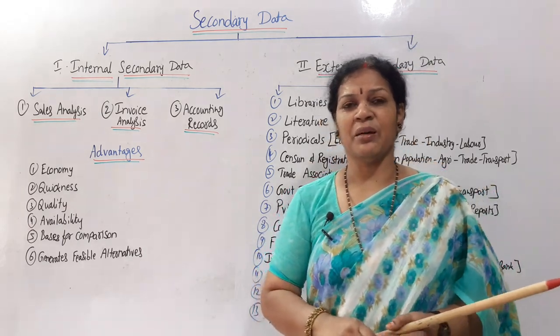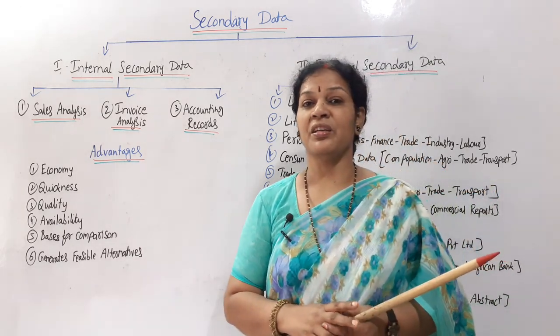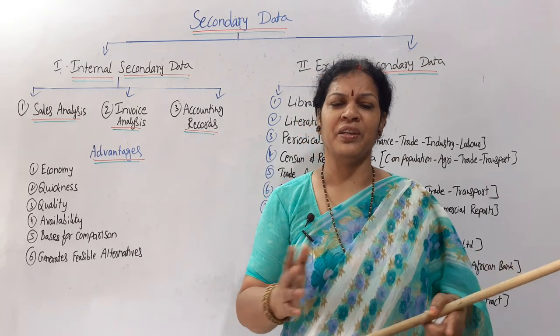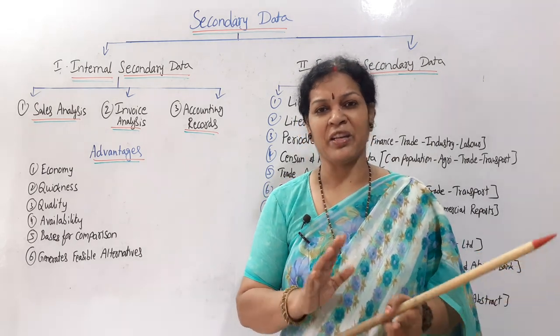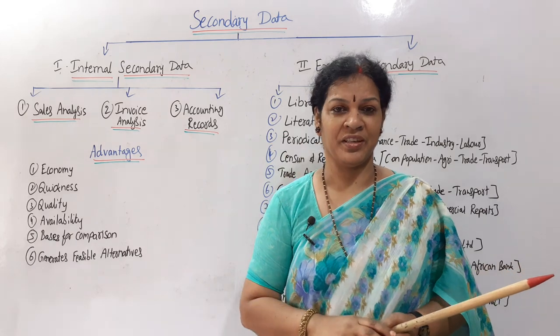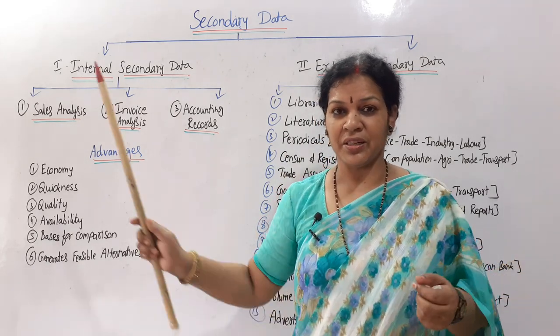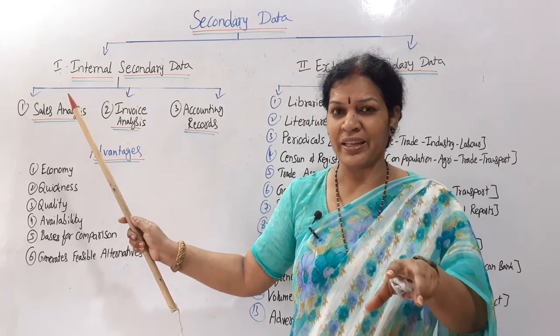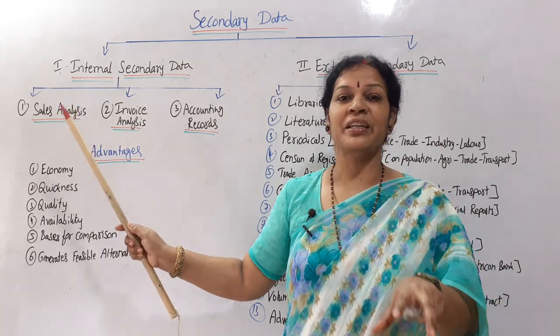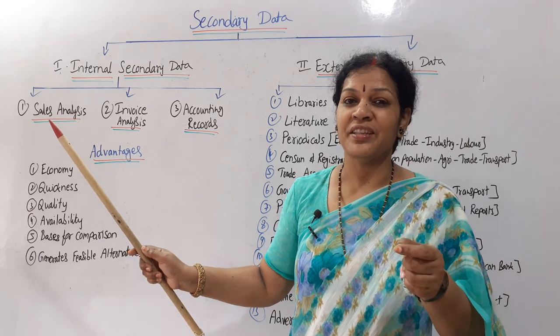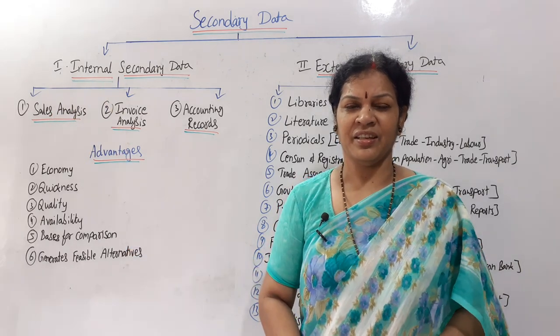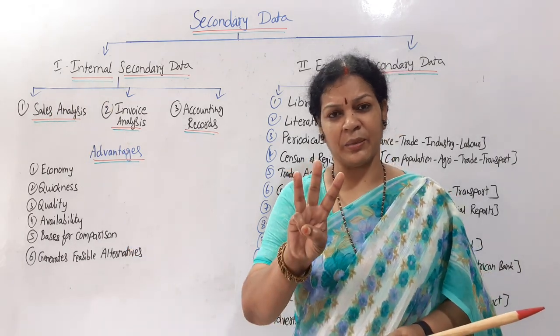Right now we are discussing research methodology related to marketing, HR or finance, that is, commerce and management, not scientific, right? So whenever we are doing any research, the company itself arranges the data internally; we get the data within the company. That is why we call it internal secondary data. Internal secondary data is of three types.